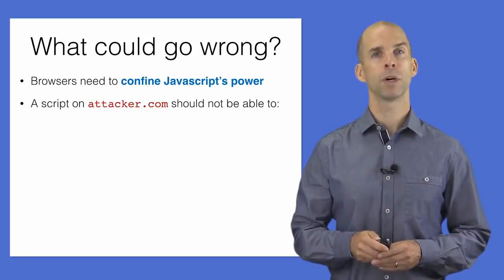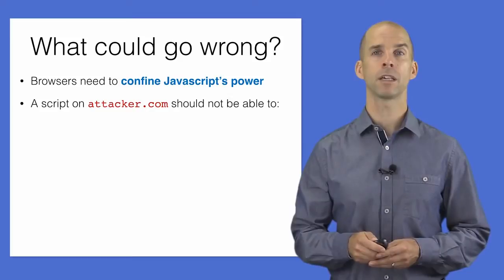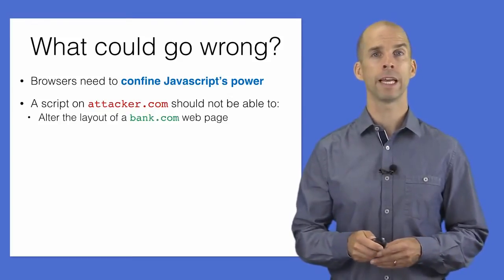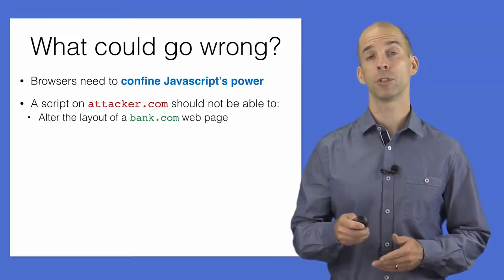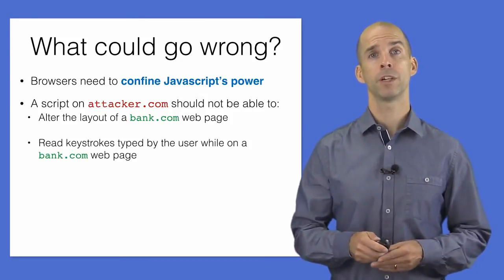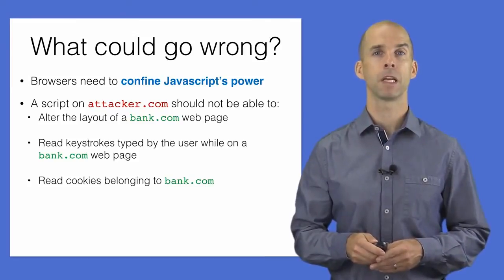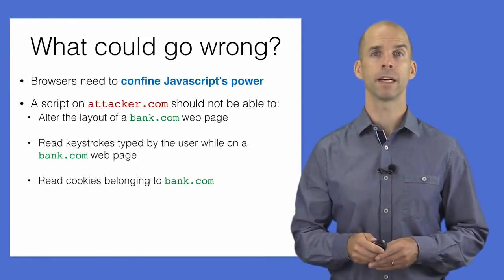Since JavaScript programs can read cookies, then without security protection, a script from attacker.com could run and alter the layout of bank.com's website, which, say, could be running in another browser window. Or it could intercept keystroke events to sniff the user's password to bank.com. It could read cookies stored by bank.com.